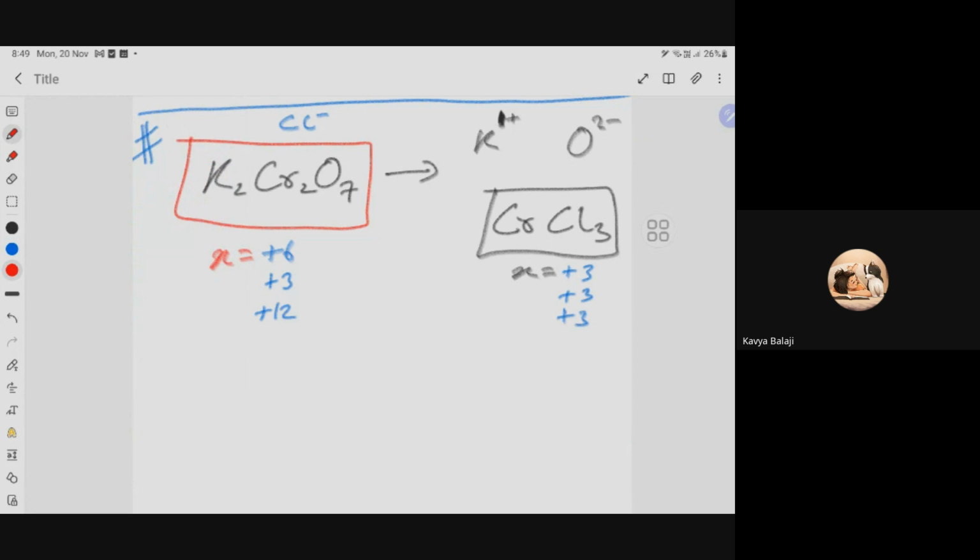Okay. So, Cr is how much? O is -2, so the oxidation number is -14, right? K is +1, so the number is +2. So Cr must be +12 totally, so the state of each one must be +6, right? Now Cr on the right-hand side: Cl is -1, three of them, so -3. So Cr must be +3. So there is a definite change in the oxidation number of Cr from +6 to +3.